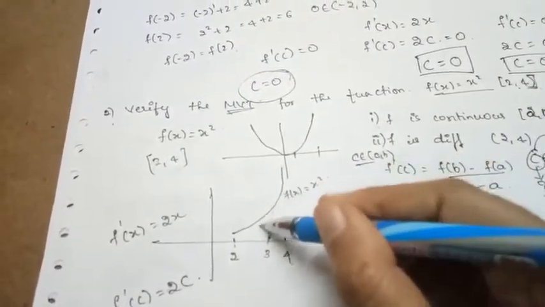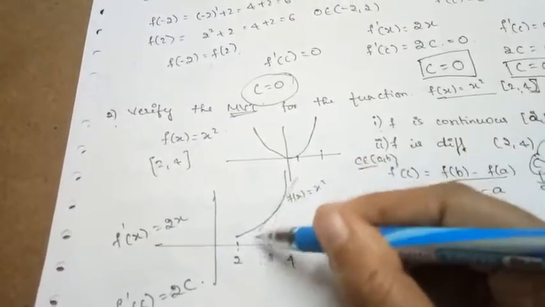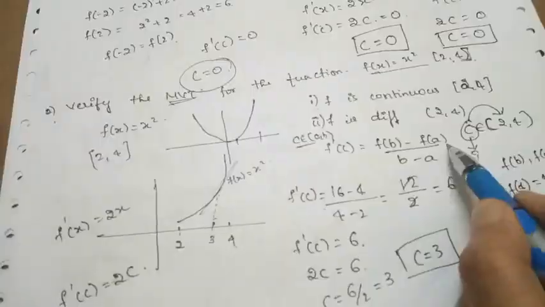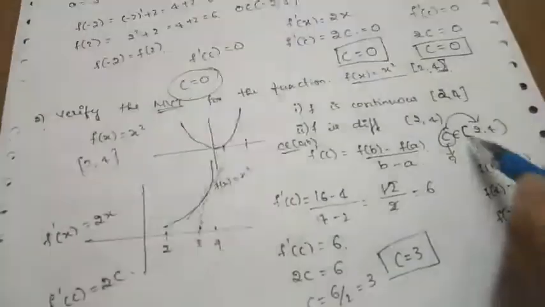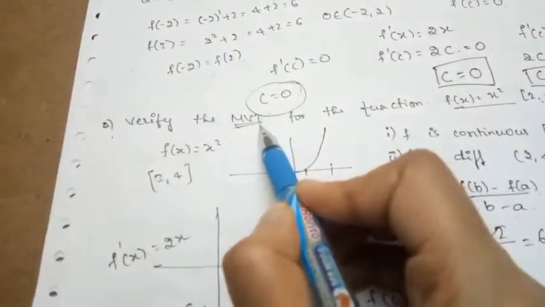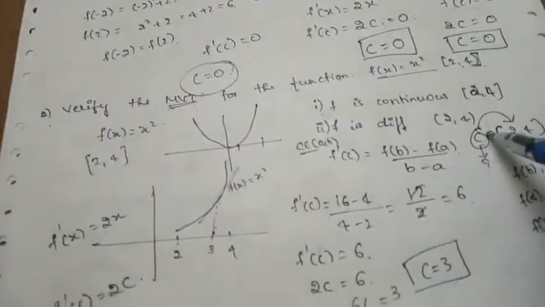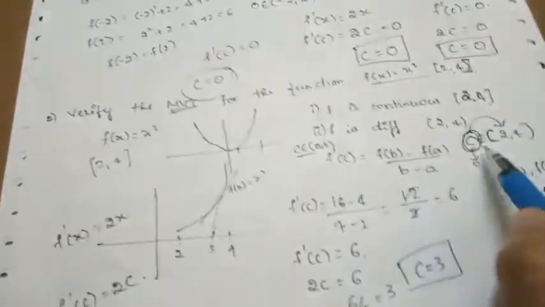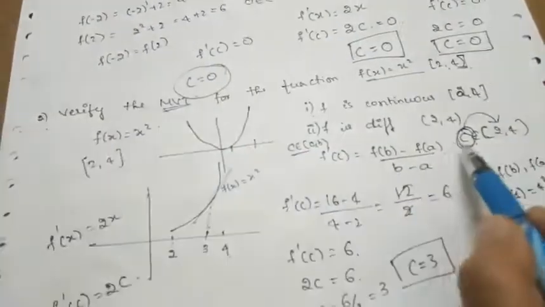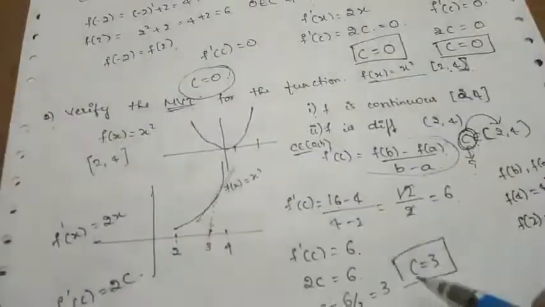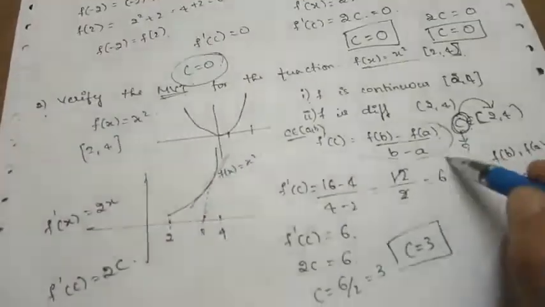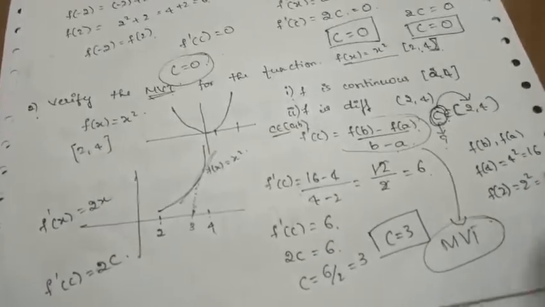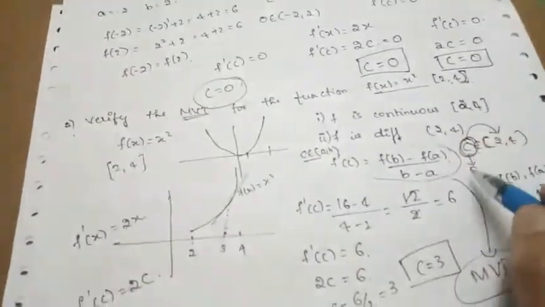So at the point c is equal to 3, we can draw the tangent to this curve such that the tangent slope is equal to f of b minus f of a divided by b minus a. Through the mean value theorem, we found out at which point we can draw the tangent to this curve such that f dash of c is equal to f of b minus f of a divided by b minus a. This is how we verify the mean value theorem and get the value for c.